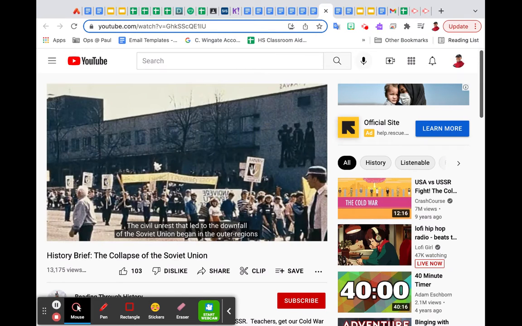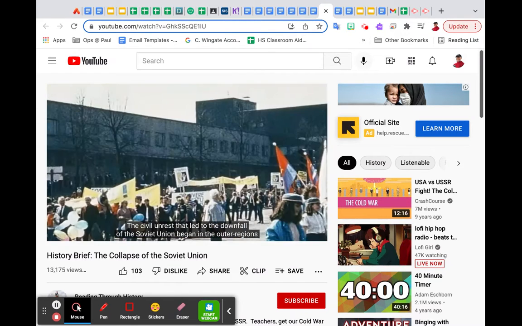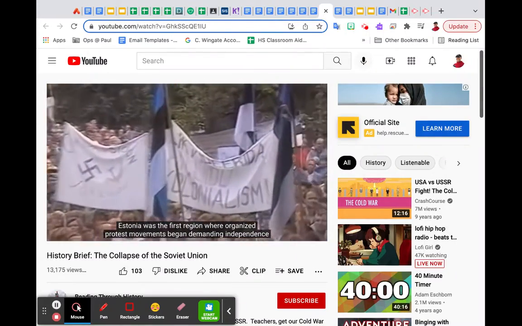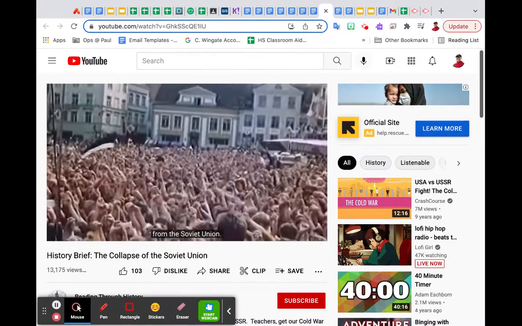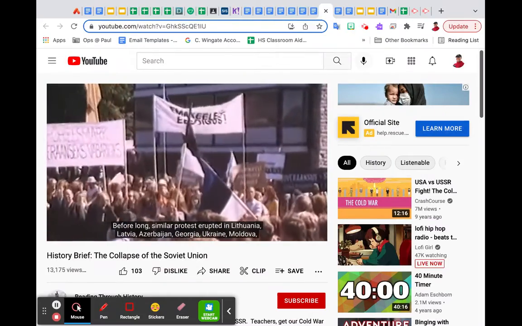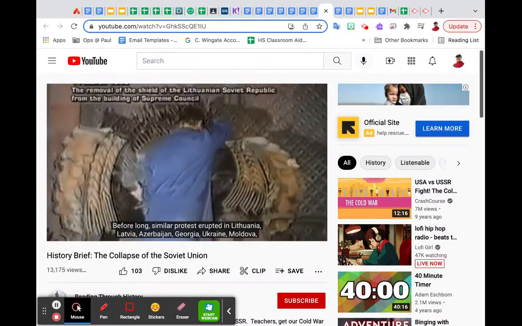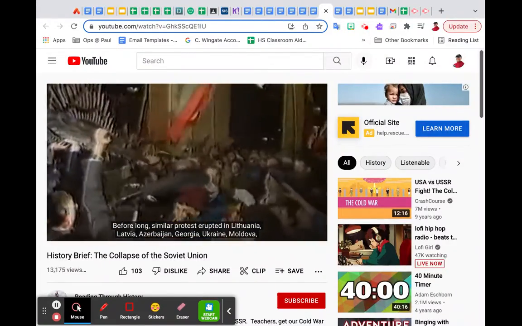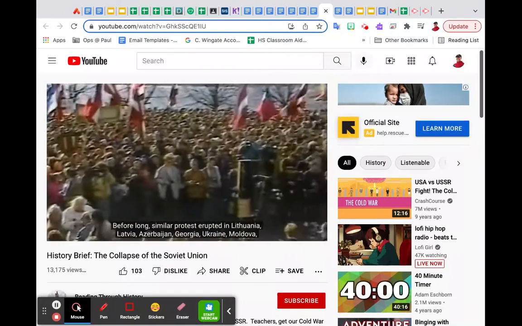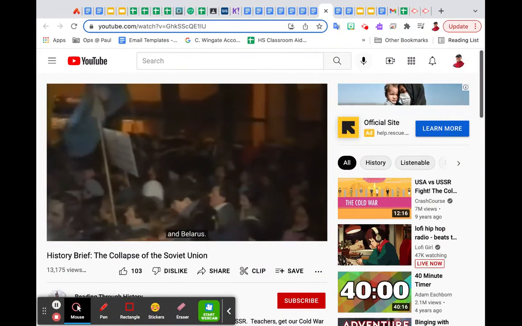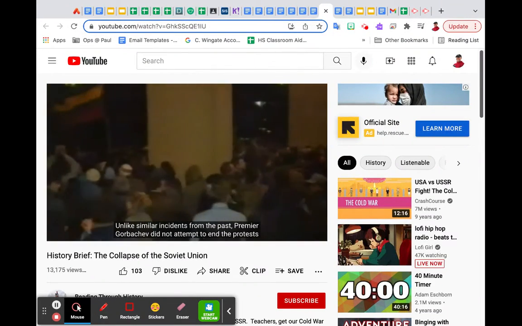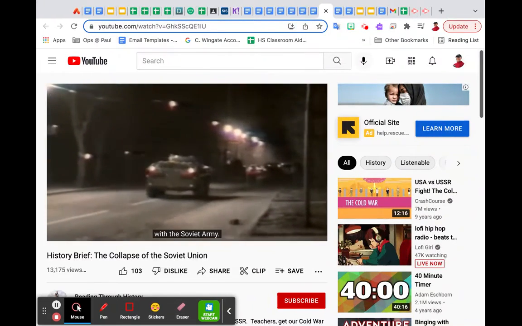The civil unrest that led to the downfall of the Soviet Union began in the outer regions of the country. Estonia was the first region where organized protest movements began demanding independence from the Soviet Union. Before long, similar protests erupted in Lithuania, Latvia, Azerbaijan, Georgia, Ukraine, Moldova, and Belarus. Unlike similar incidents from the past, Premier Gorbachev did not attempt to end these protests with the Soviet army.